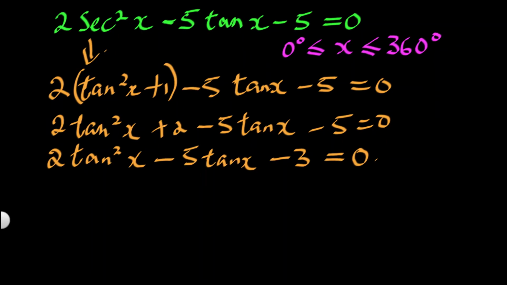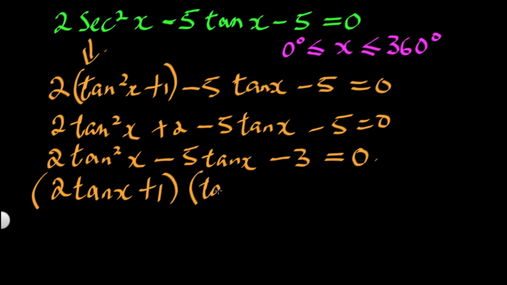When I look at this equation that I have, I can easily factorize it. So I'm going to factorize. Please, if you don't know, or if you are not fast with factorizing, you can use other methods of solving a quadratic equation. So I can factorize this as 2 tan x plus 1, and then tan x minus 3. This is equals to 0.